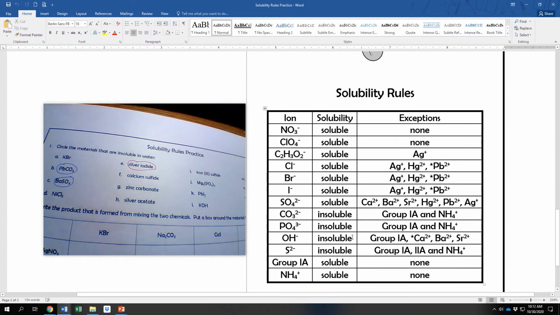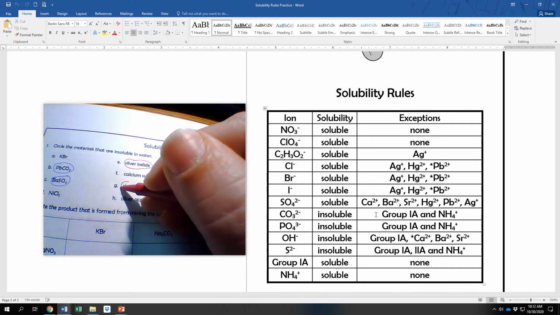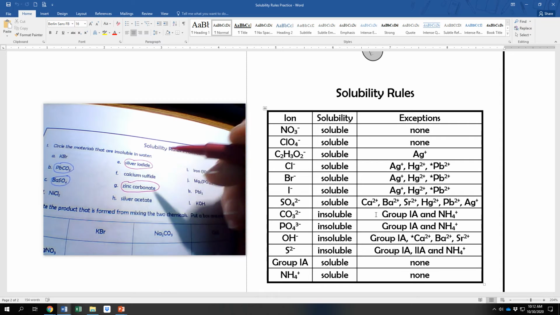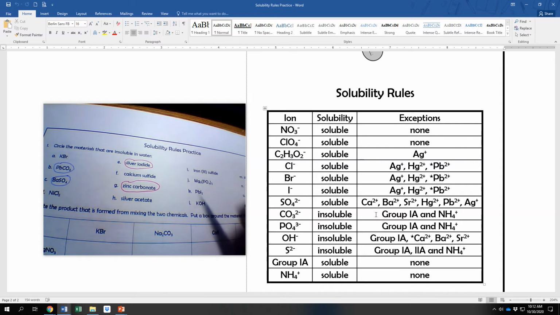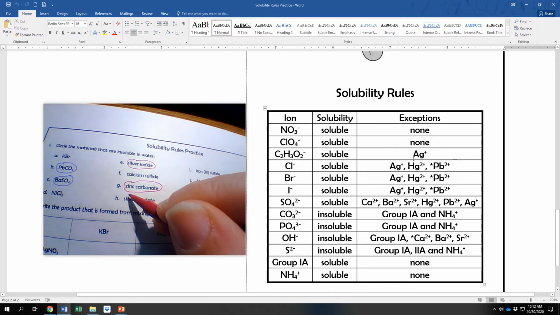Okay. Zinc carbonate. So again, we look at CO3. CO3 says insoluble, except for group 1 and ammonia. Well, zinc certainly isn't in group 1. So this is insoluble. Acetate. That's C2H3O2. So acetate says it is soluble, except for silver. So this would be insoluble.